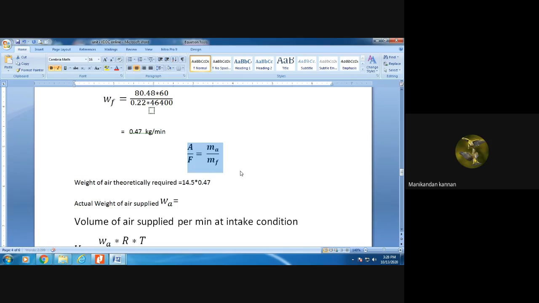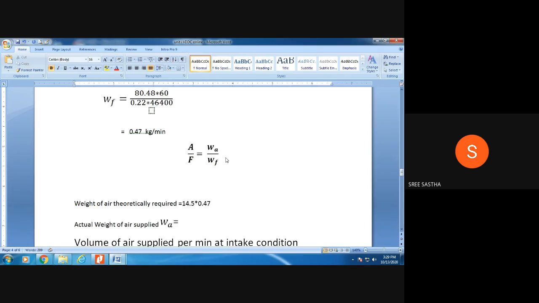See, air fuel ratio is equal to mass of air to mass of fuel. Instead of M, I can write W also: WA by WF. Okay, this one you have to know. Either mass basis only, but here it is kilogram per minute. This data also I can use.